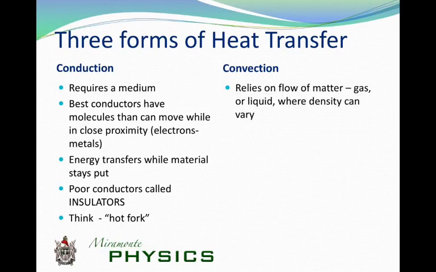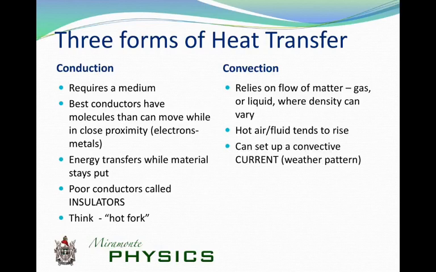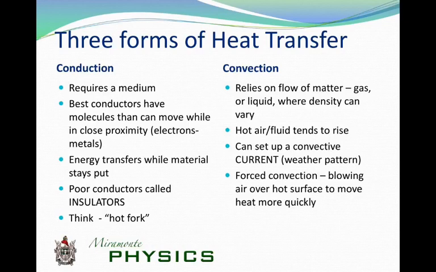Convection is the other form. It relies on a flow of matter. So in this case, the matter actually does move, so it has to be a gas or a liquid where the density can vary. And when the density varies, then you're going to get an upflow. So hot air or fluid tends to rise, which can set up a convective current where the hot air rises and it's replaced with colder air or fluid, and it can create these cycles. And it is the convective currents on our Earth that create all of our weather patterns.